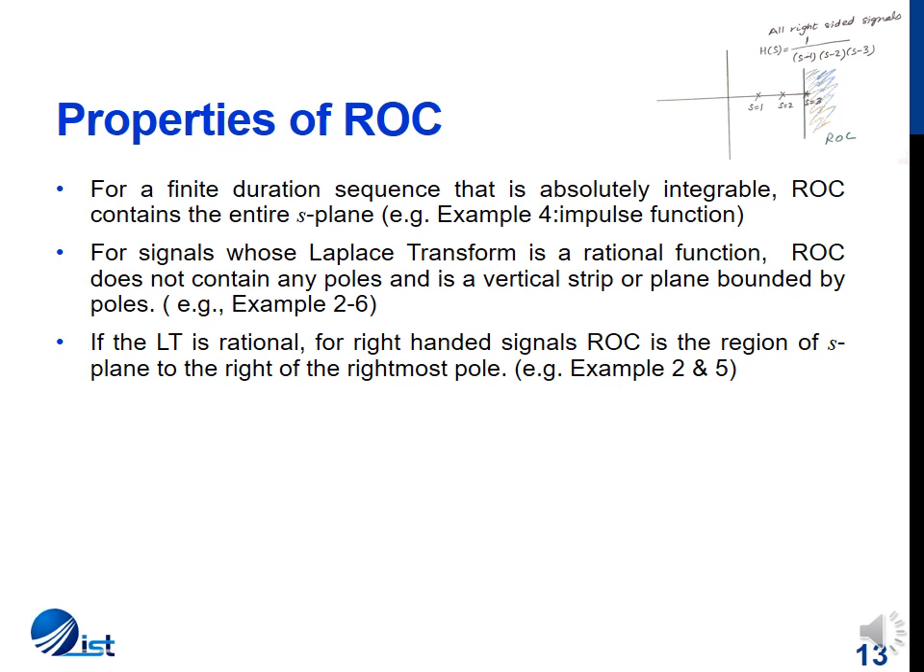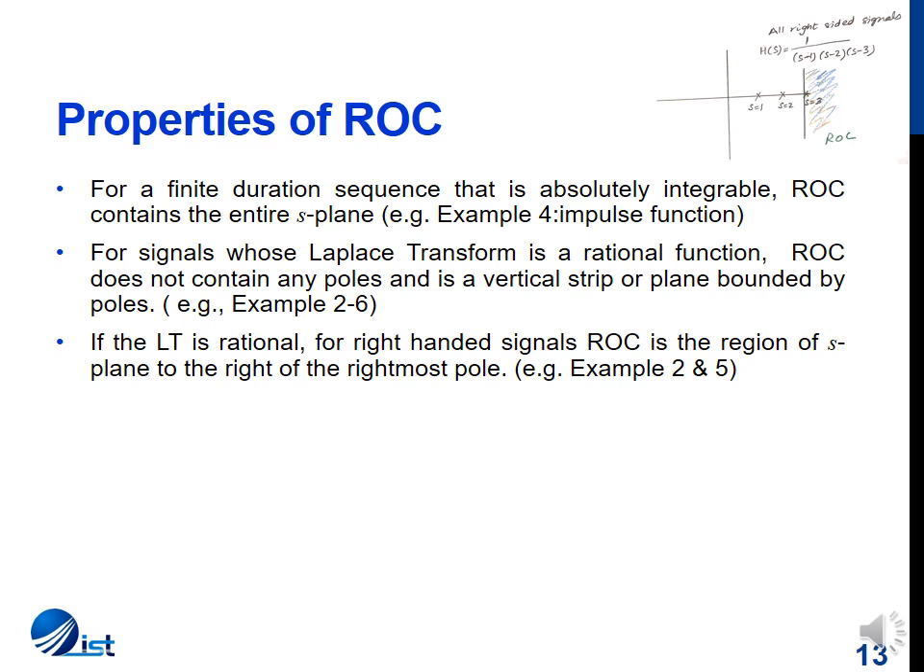It is because we remember that for determining the ROC, we always look at the real part of the S-plane. And the real part of the S-plane is a vertical strip because it has one value, and the value of the imaginary part could be anything. So that means it gives us a vertical line.